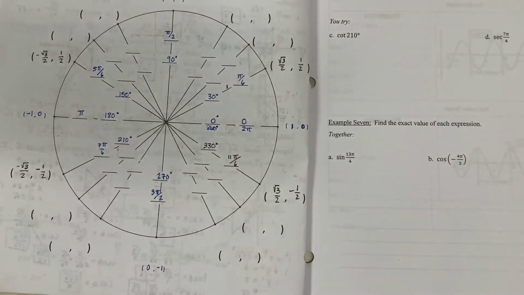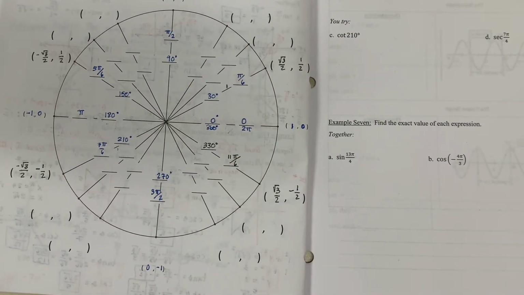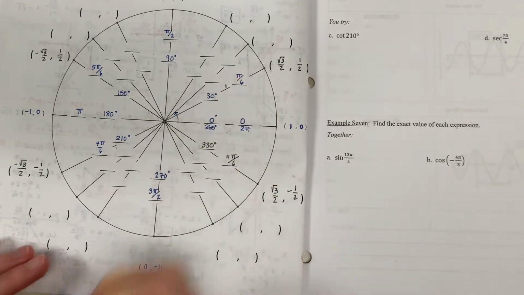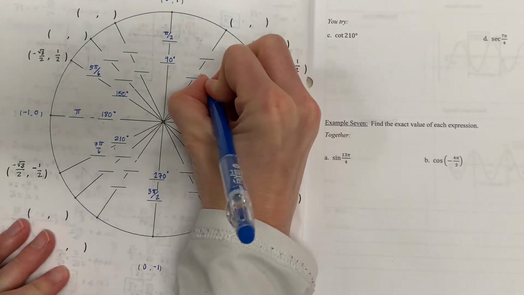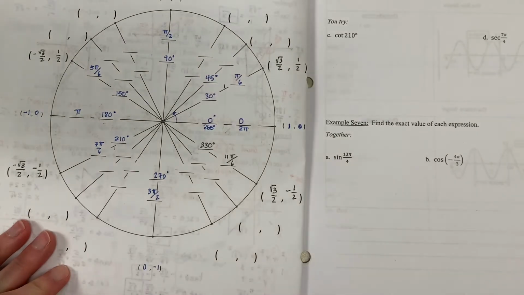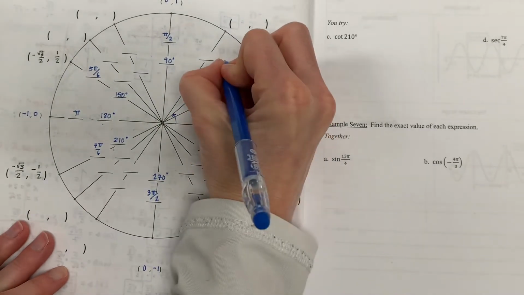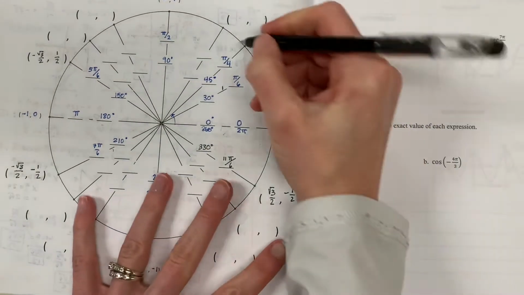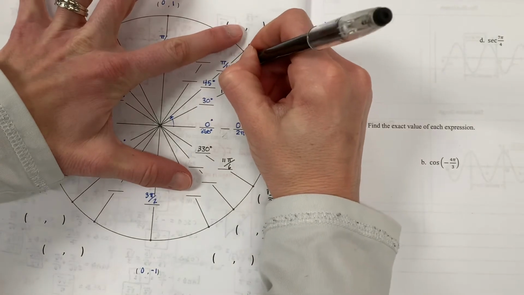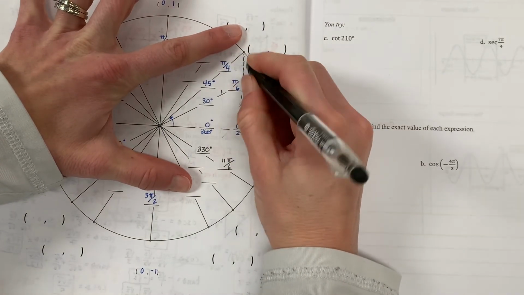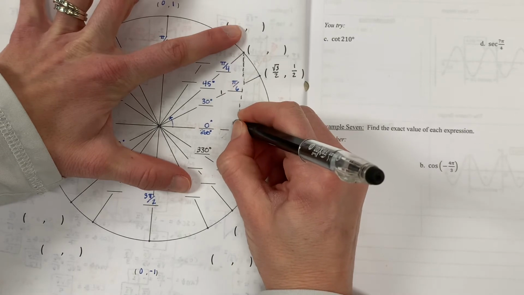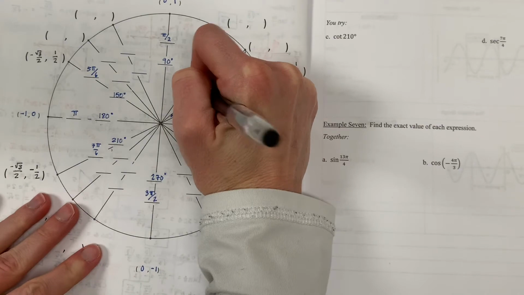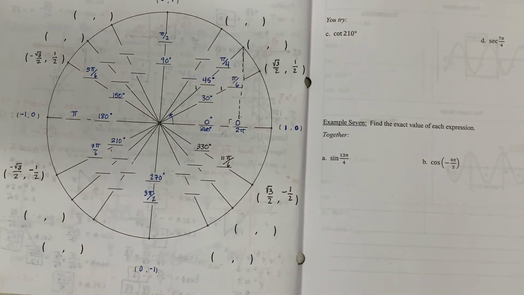Okay, so there's our 30-degree angles. Now, from the initial side to this middle line, I have a 45-degree angle. Okay, and a 45-degree angle is pi over 4 radians. Now, we can draw a right triangle by dropping a vertical line down to the x-axis. And I have a 45, 45, 90-degree triangle with a radius of 1, which means my hypotenuse is 1.